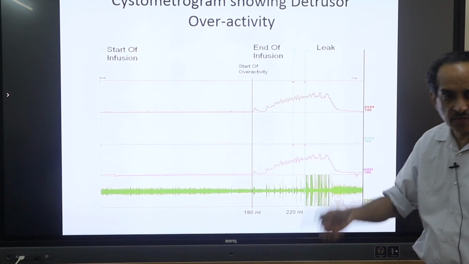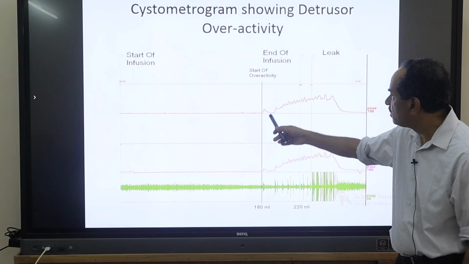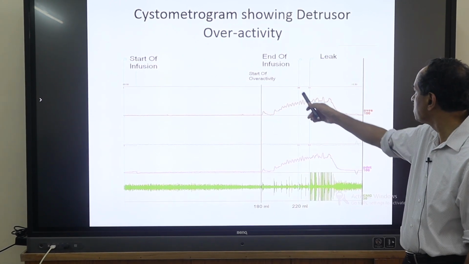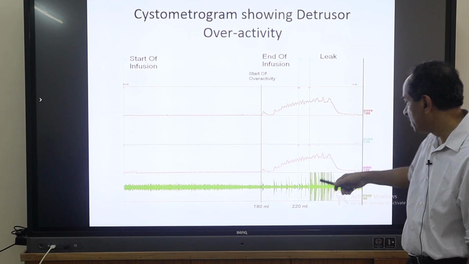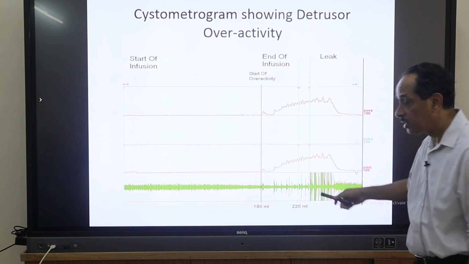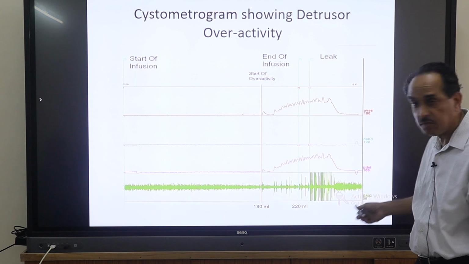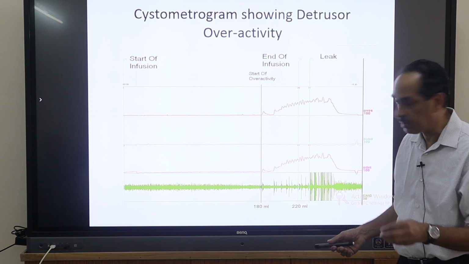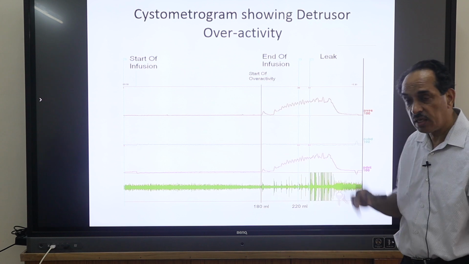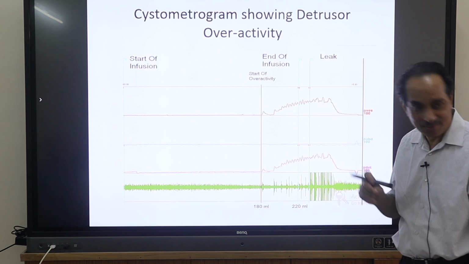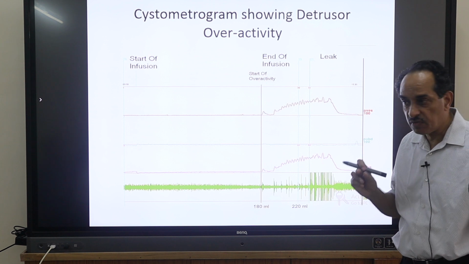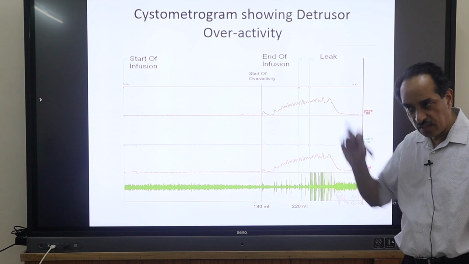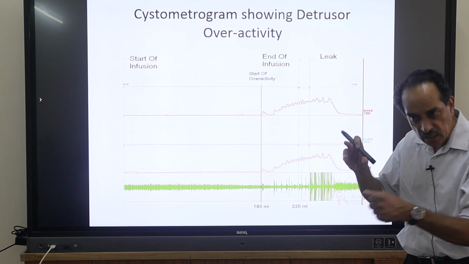This you are familiar with, it's everyday work. At 180 ml you get the reflex volume, maximum pressure, leak point pressure, and you also see the EMG of the perineal muscles. What do we actually want? We want the EMG of the external sphincter. Is it not so? We want to see whether the external sphincter is dyssynergic. When the bladder is contracting, is the sphincter also contracting simultaneously?